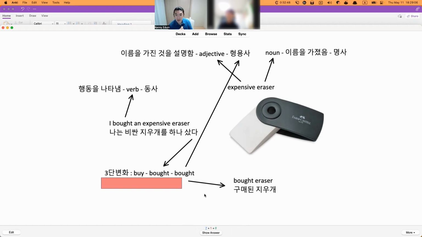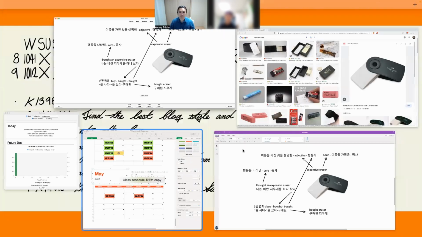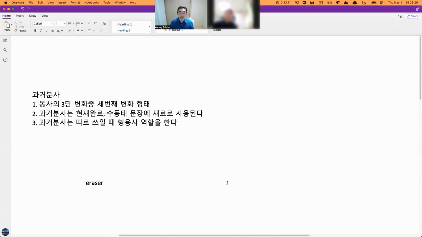Something like that, but you need to understand. What do you buy? Yes, it's because this is a transitive verb. Do you understand transitive verb? No. Okay, fine, I'll teach you. I'll teach you transitive and intransitive verbs.